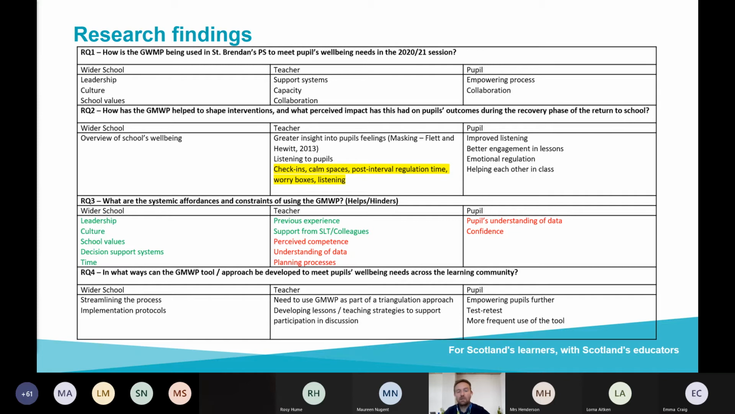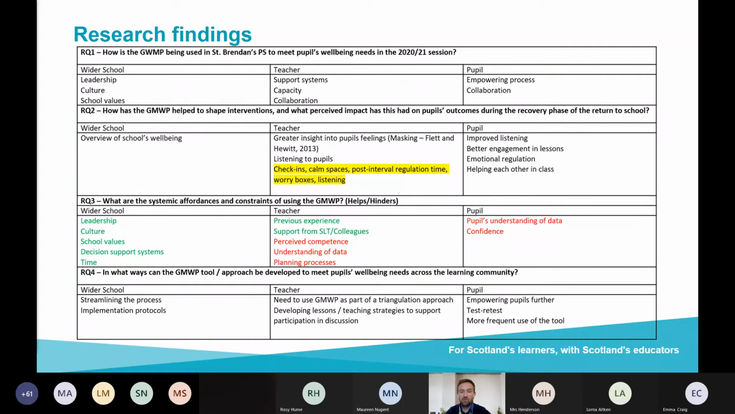Some of the things that maybe hindered the process or were challenging to the process were teachers' perceived competence. So, being able to have those difficult conversations, being able to understand the data, and to scaffold those conversations with children about what this actually means, and their own understanding of the data. What does this mean? What should I do? How do I plan for this?